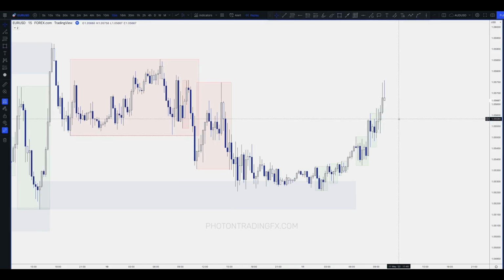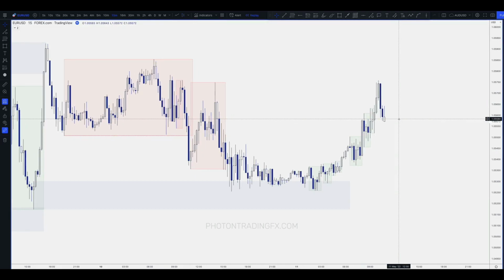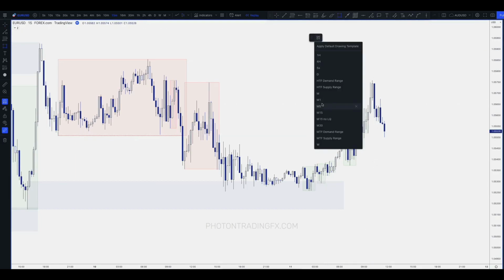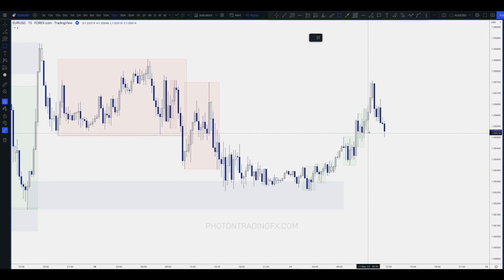Okay, and then we continue up, so we have another range. And then what happens? So we come back into the range and then we break out of it. So you see how we break the low of the range? So what's happened here? So let's draw this on as our supply. Just see what's going on. So from the high to the low, and we drag it across. So we can see that this bullish order flow has been disrupted.